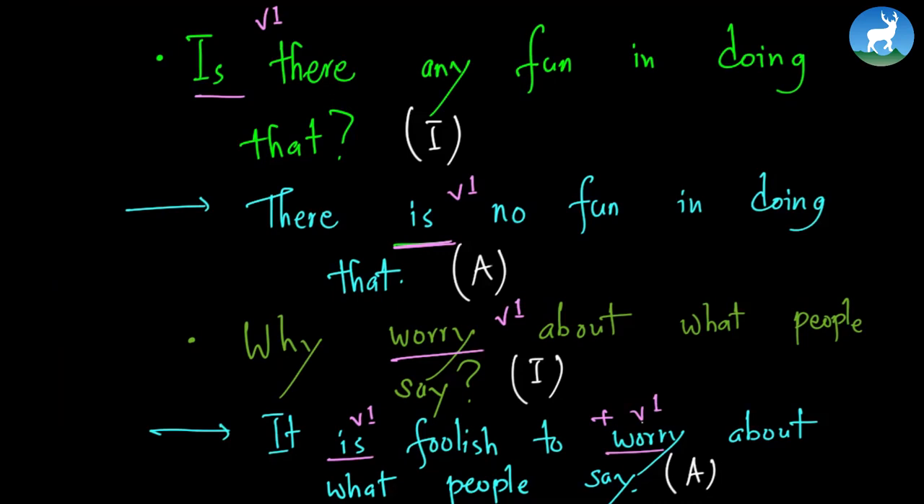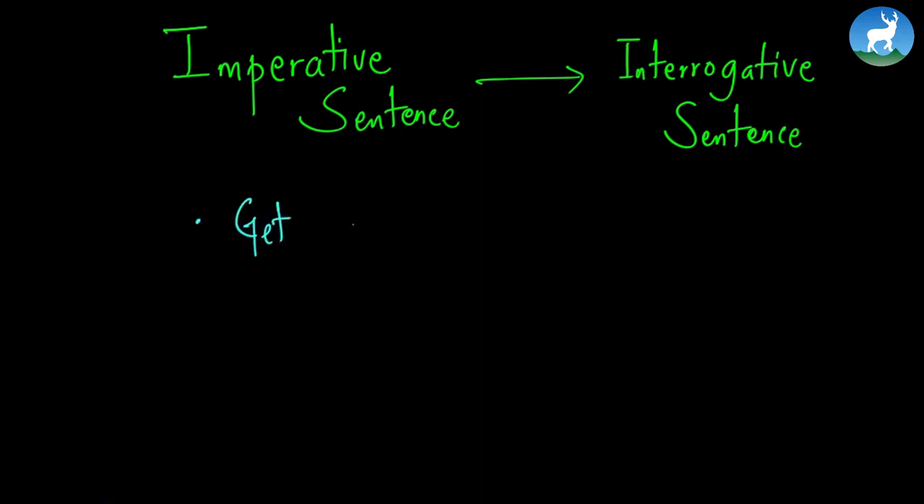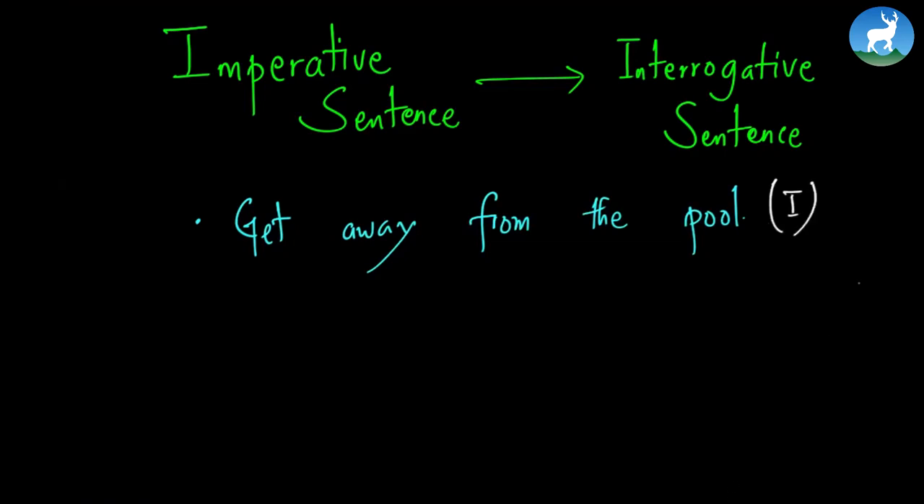Moving on, we will now learn how to change an imperative sentence into an interrogative sentence. For example, get away from the pool. This is an imperative sentence. Someone's commanding, shouting at you. How can you change this imperative sentence into an interrogative one? I'm going to write I for imperative.